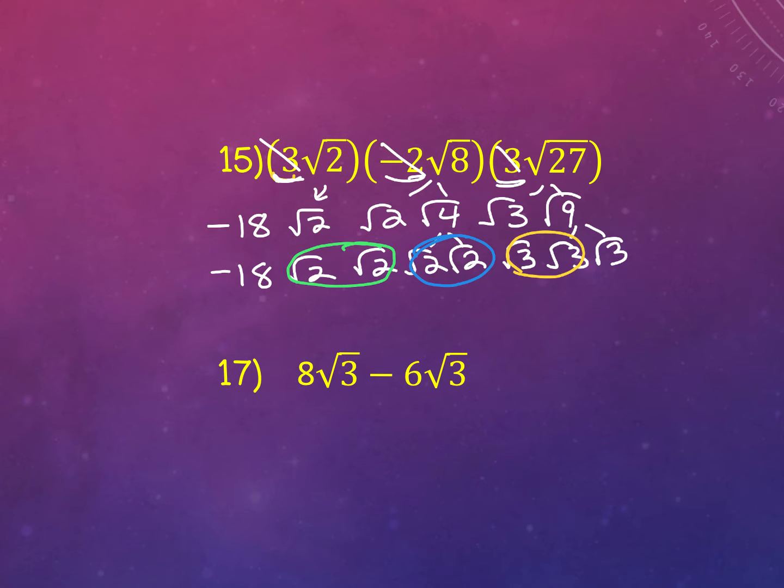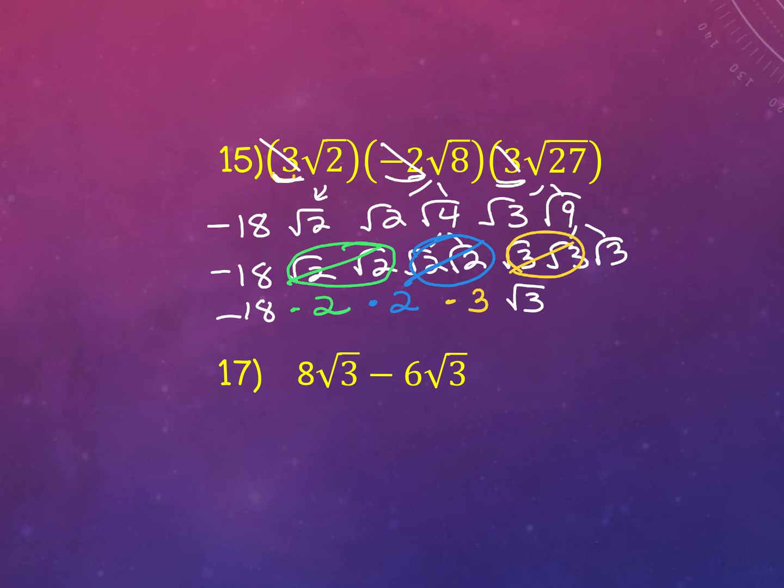So all these pairs that I just made, I'm going to bring straight down the -18. Out of this pair of 2's, a 2 will come out. Out of this pair of 2's, a 2 comes out of the radical. Out of this pair of 3's, a 3 is going to come out. And then this last radical 3 down here on the end, nothing to pair with, so it stays underneath.